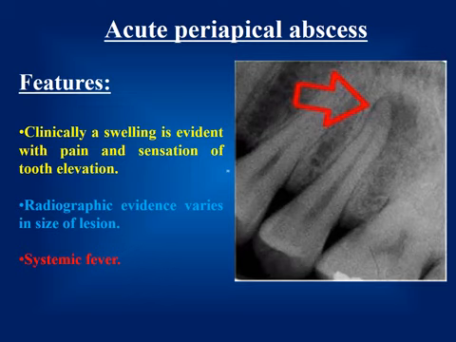Acute apical or periapical abscess. Here we see clinically swelling is evident with pain and sensation of tooth elevation. This is due to the collection of pus in the apical or in the periapical region. Radiographically, there is evidence of a lesion. Of course, the size of the lesion varies considerably, and there is systemic fever.